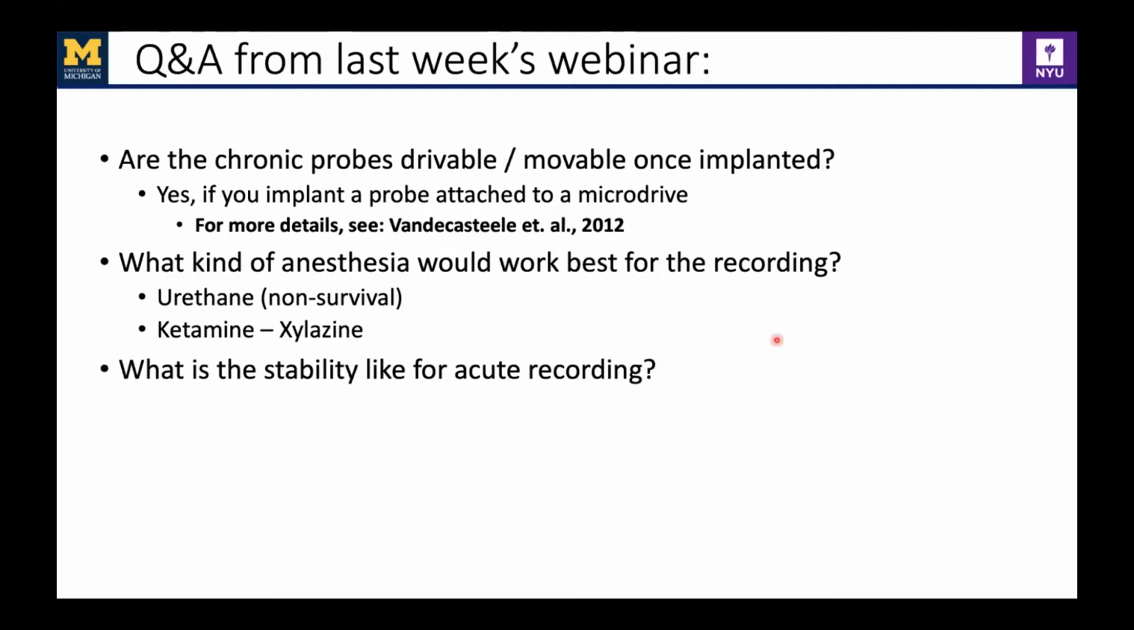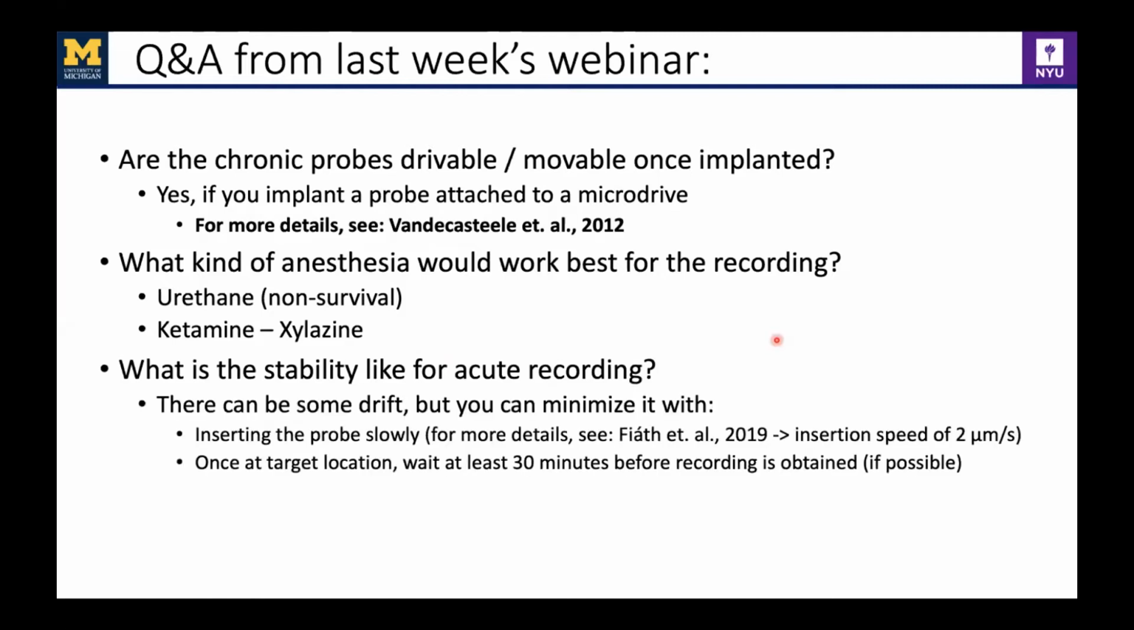And what is the stability like for acute recording? So there can be some drift, but you can minimize this drift if you insert your probe slowly. There was a recent paper that showed that the insertion speed should be around 2 micrometers per second during acute recordings. Another trick could be, once you are at your target location, wait at least 30 minutes before you start your recording. So you give time for the brain and the probe to settle.